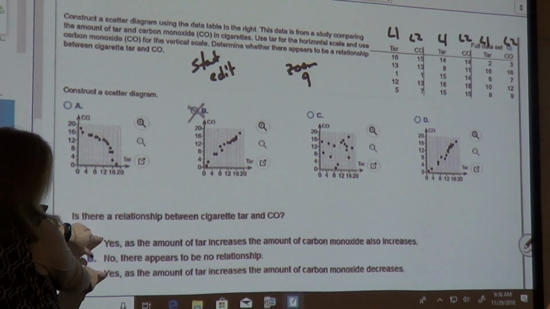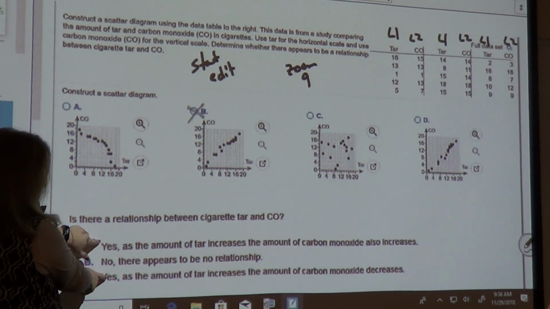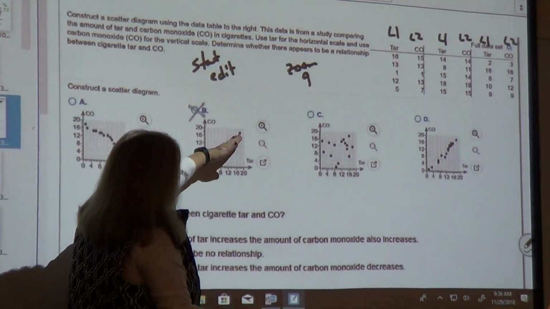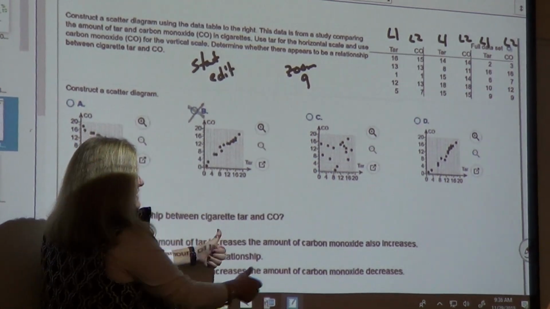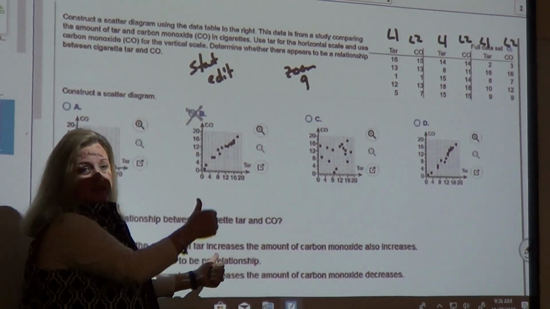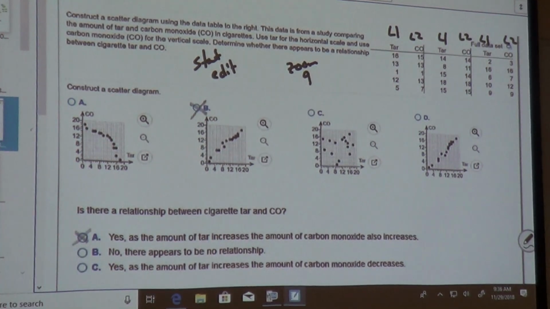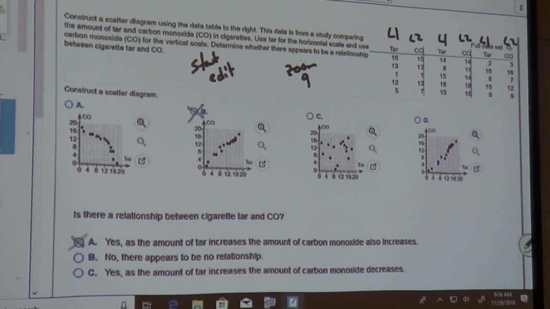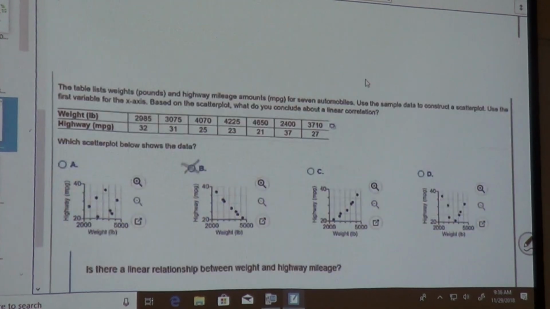Now, the last thing it asks is, is there a relationship? There are two that say yes, there's a relationship. Because it's going uphill, it's going to be an increase. If it was downhill, it would be an increase-decrease.